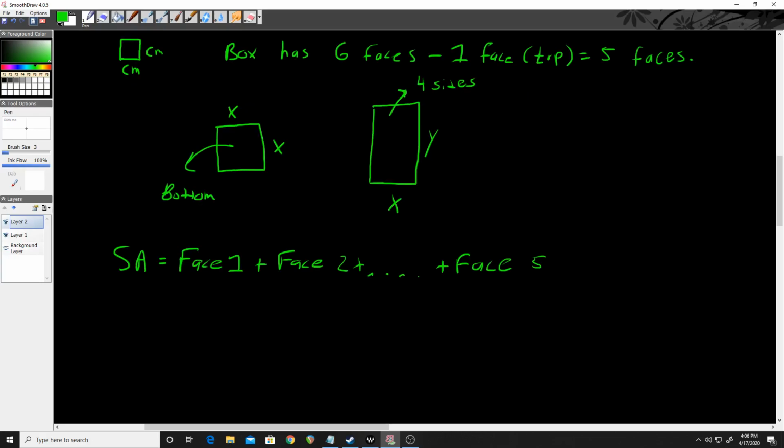Okay, so let's say face 1 is the bottom. So the area of face 1 is going to be just x times x, x squared, plus, and then the other 4 faces are this one. So that's going to be xy plus xy plus xy plus xy.